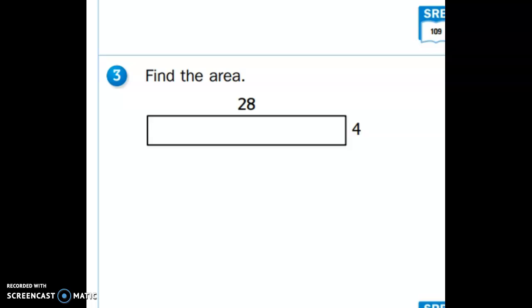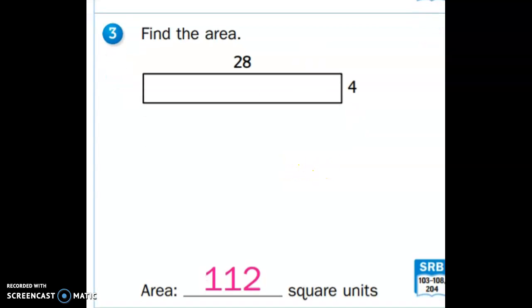Remember that the formula or recipe for an area is length times width. Length times width. And I don't care if you say that length is 28 and the width is 4, or the length is 4 and the width is 28. It really doesn't matter. We're going to get the same answer because we're going to multiply. I'm hoping you came up with the answer of 112 square units.